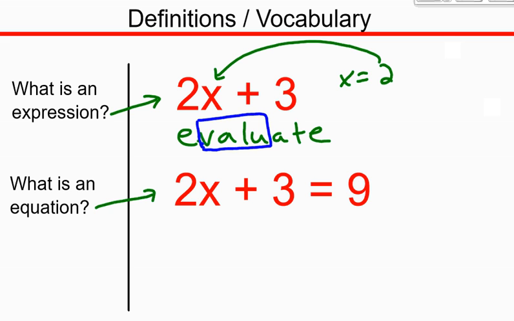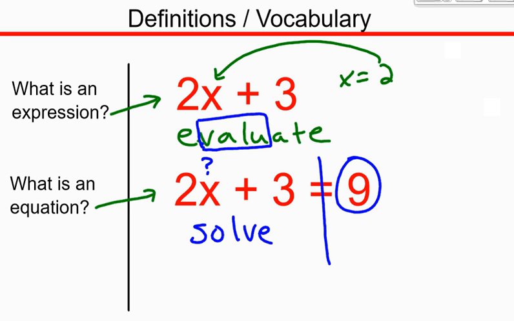With an equation, you're going to solve. So what that means is you are going to get x by itself. You're going to try and figure out what number can I plug in for x that will make this side of the equation 9. Okay? So you can probably do some mental math right now and figure, by guessing and checking, I could plug in 2 times 3 is 6, plus 3 is 9, so x would have to be equal to 3.